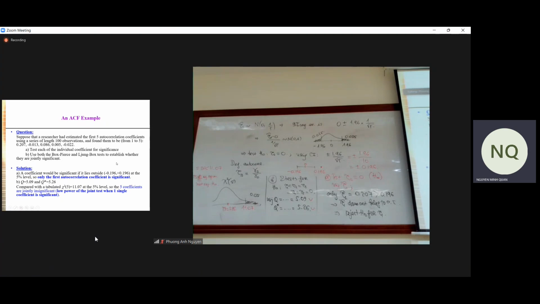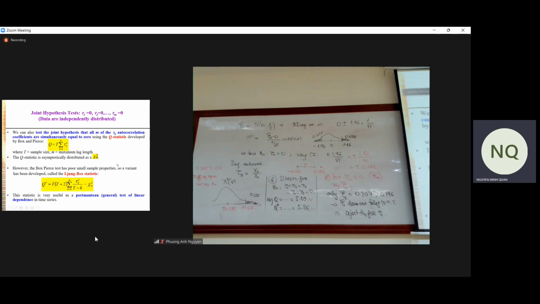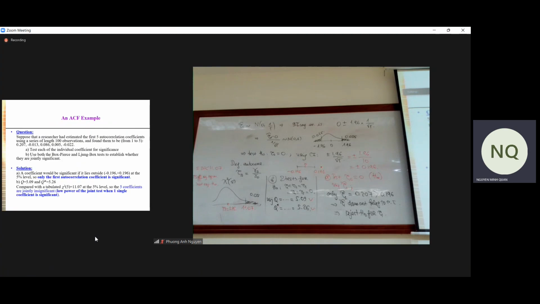So Monfort and Pierce, which is better? They say the second one is better, especially for small samples. But I think that very often you get similar results. Very often in econometrics and statistics we have several tests.